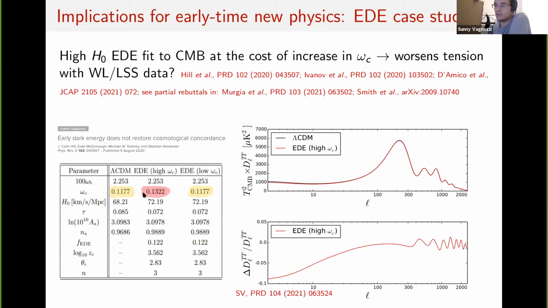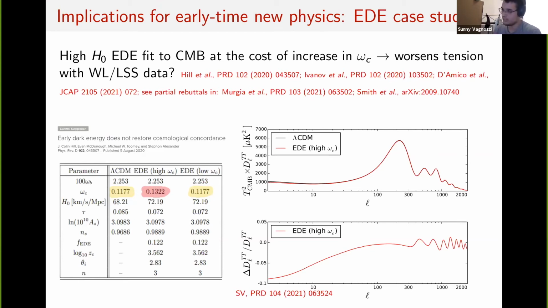This has been argued to worsen the fit to large-scale structure data, either galaxy clustering, or you can simply see it as worsening the S8 tension. It's obvious. If I have more dark matter, it's going to give me more clustering at late times, so it's going to raise S8 even more. The question is, why does early dark energy want this increase in the dark matter density? It's precisely because of the early ISW effect.